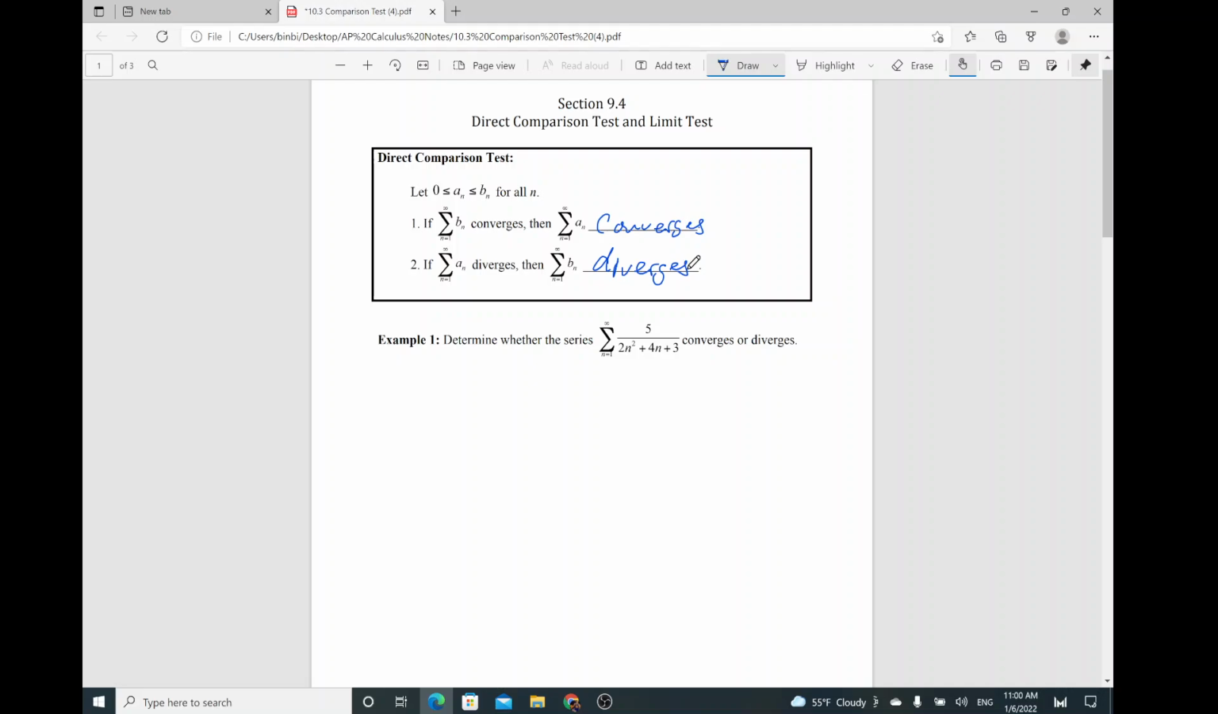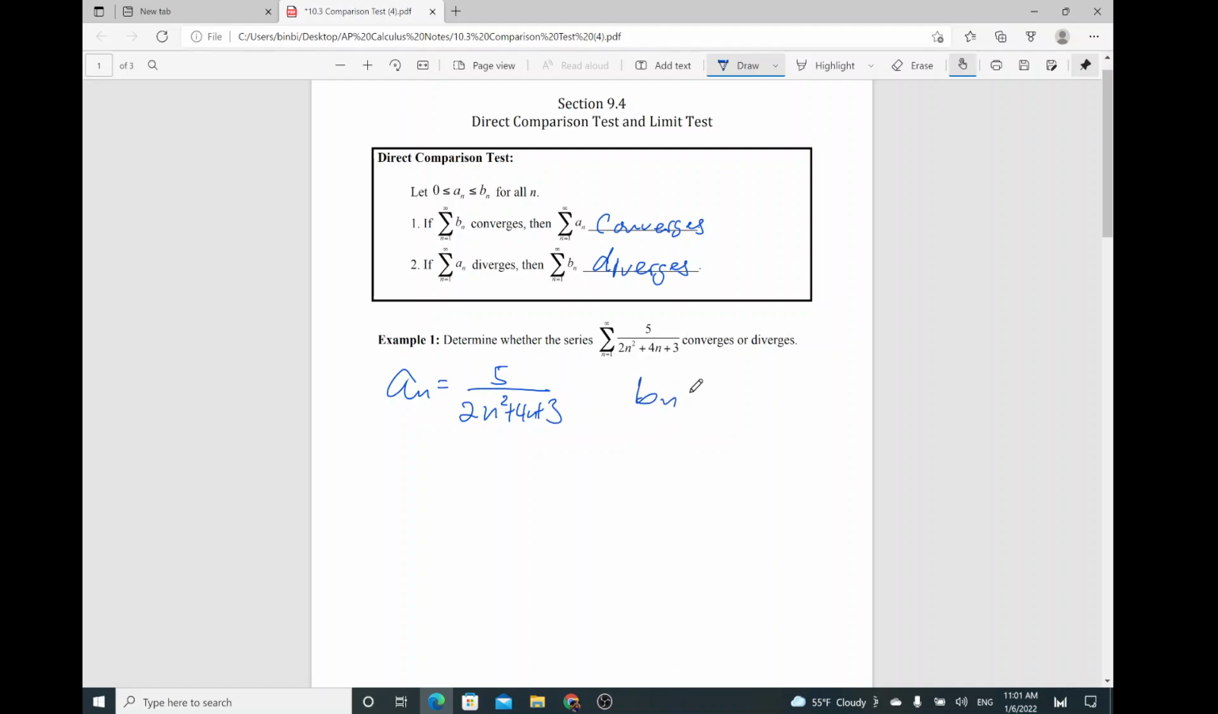Determine whether the series 5 over 2n squared plus 4n plus 3 converges or diverges. One thing that you need to set up here: the one that's given is considered a sub n, or it could be b sub n. It depends on which one you're talking about. So we need to set up a similar series, something that is greater than the given series. The one that's given, a sub n, is 5 over 2n squared plus 4n plus 3.